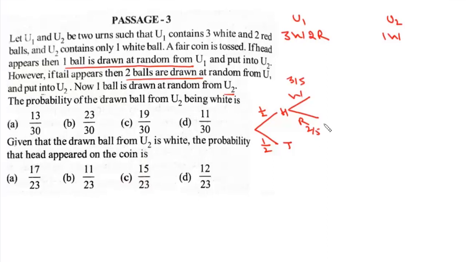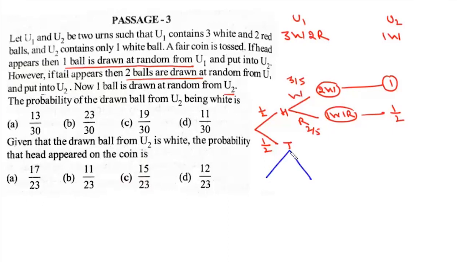Now if it is head, U2 will have 2 white, and if it is red, it will have 1 white and 1 red. Now 1 ball is drawn from U2. We need to find the probability that the drawn ball is white. If it is 2 white, then the probability of drawing a white ball is 1. And if it is 1 white and 1 red, this probability will be 1 by 2. Now if the coin results in tail, then we have 3 choices.